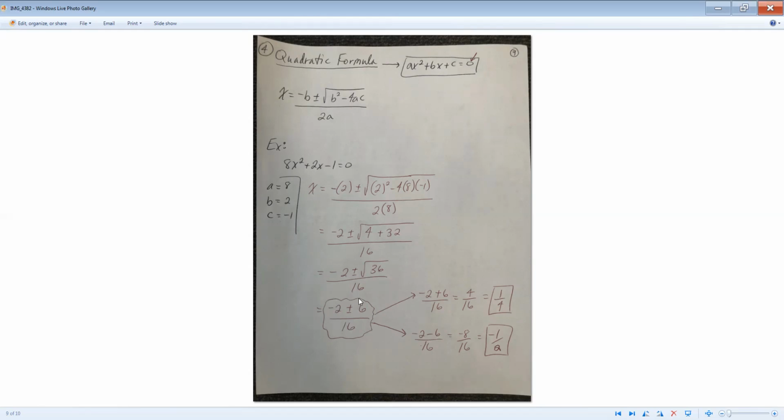We can combine all of these. Nothing is stopping us from adding 2 to 6. So we would go to the next step and simplify. -2 plus 6 over 16. That'll be 4 over 16, which is 1/4. Then -2 minus 6 over 16. That's -8 over 16, which is -1/2.